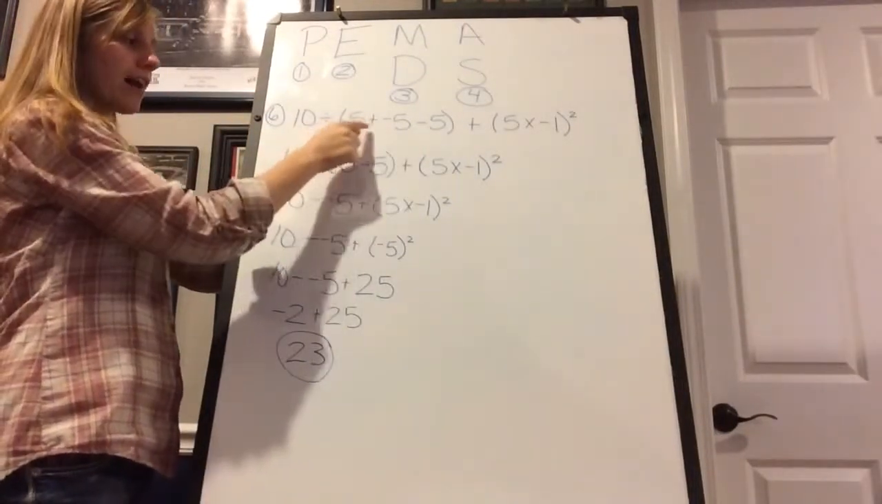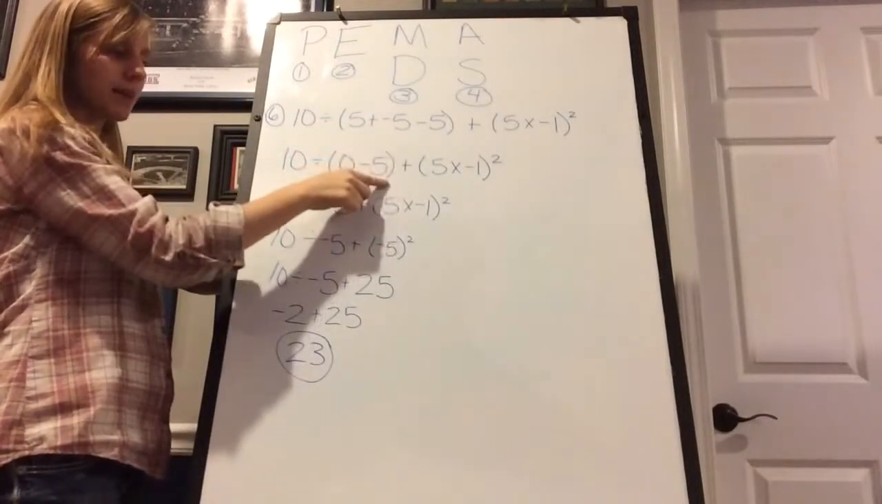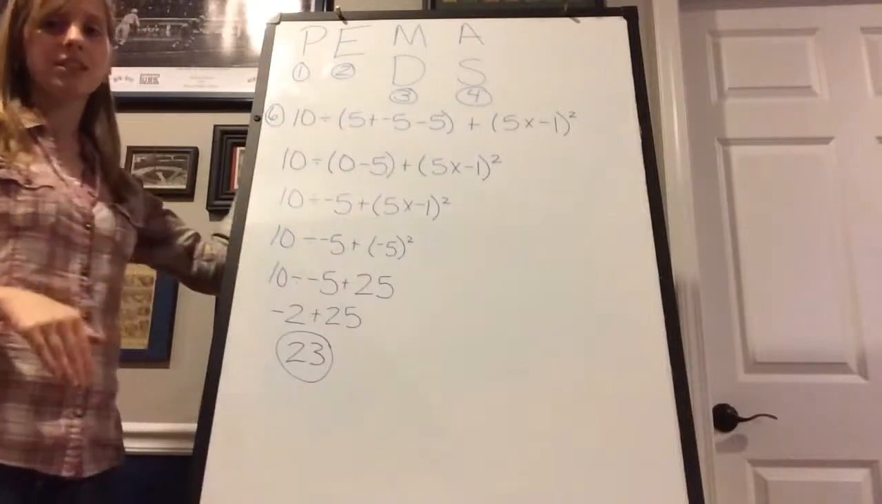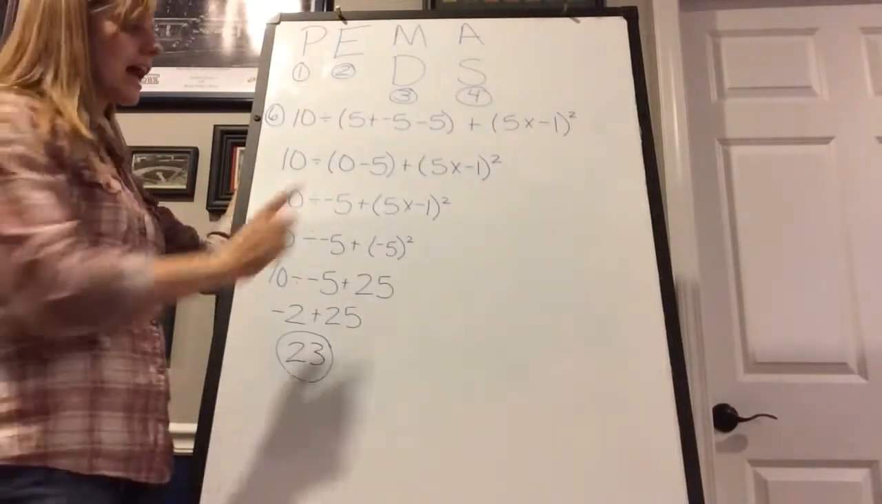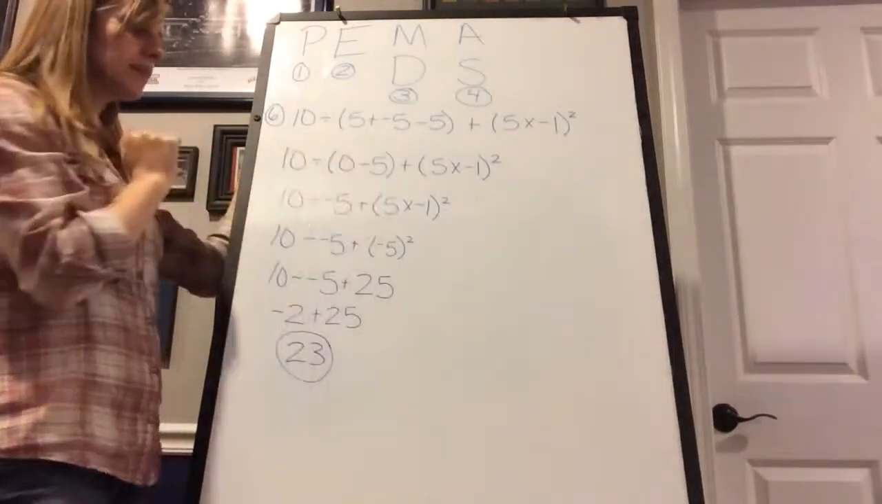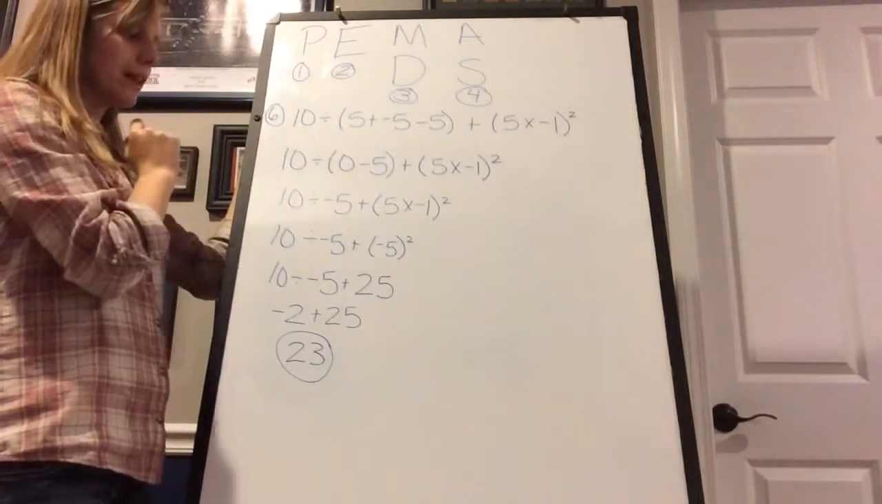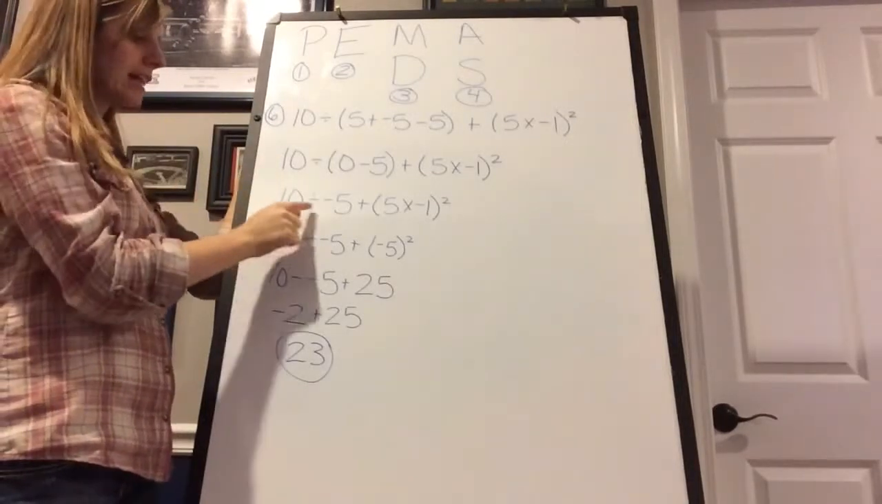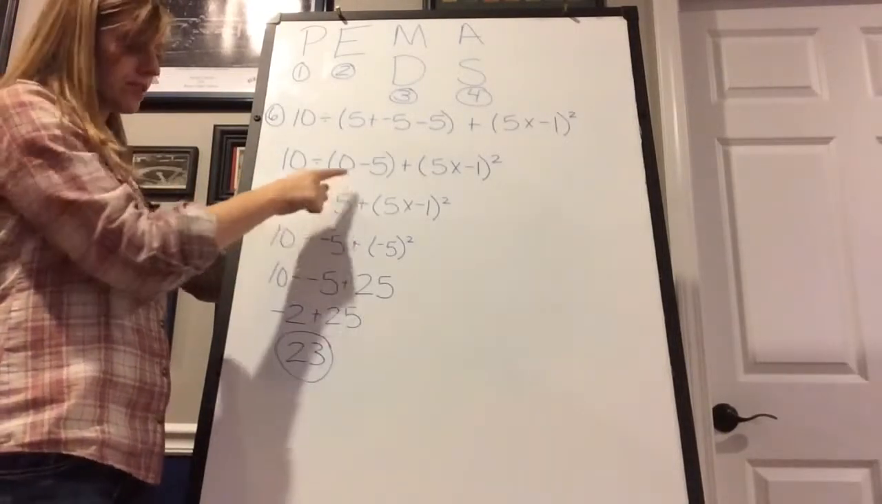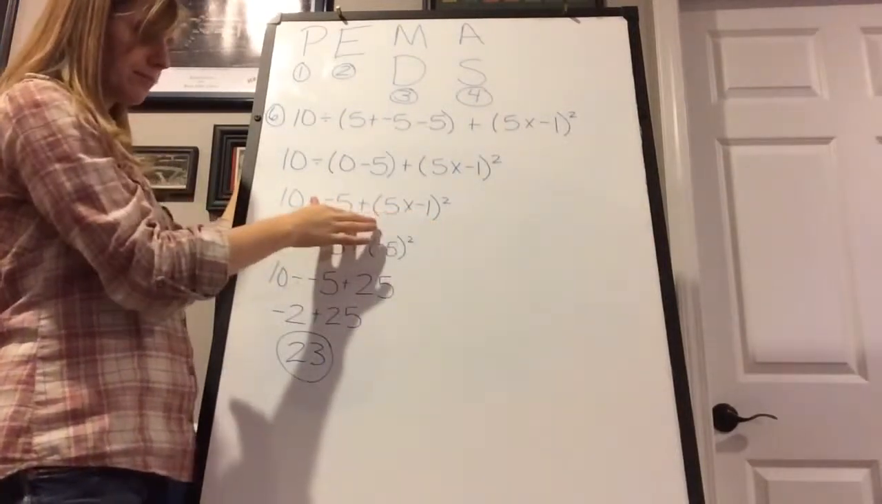I combined the 5 plus -5, got 0. The -5 stayed the same. I kept it in parentheses because I haven't done all the operations yet. And then I kept everything else the same as well. I still needed to complete the first set of parentheses. So the next thing I did was 0 minus 5. So I got 10 divided by -5. 0 minus 5 is -5. I kept everything else the same.